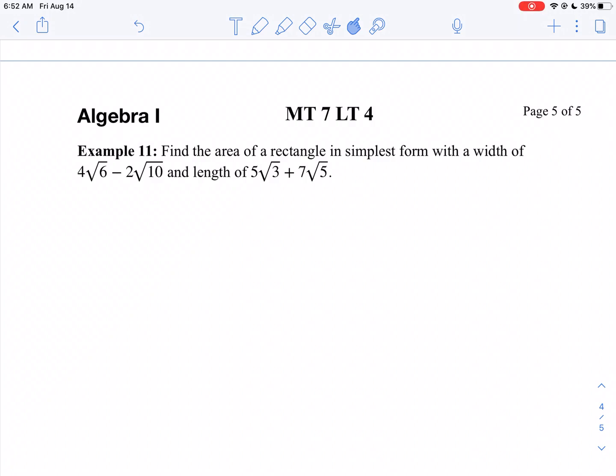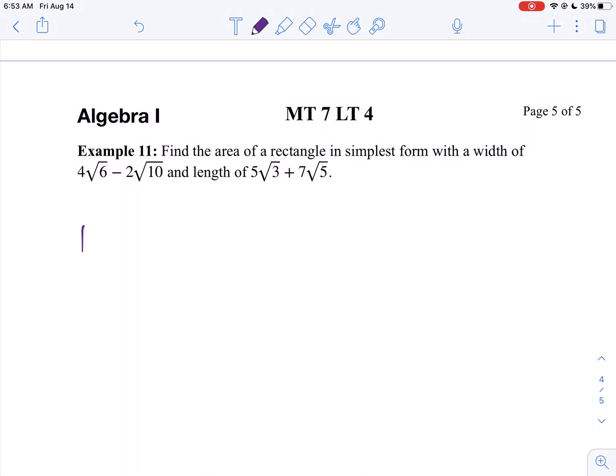Here we have somewhat of an application problem. It's kind of a stretch to say we would measure a rectangle using these dimensions, but we'll go with it. We want to find the area of a rectangle in simplest form with a width of 4 square roots of 6 minus 2 square roots of 10 and a length of 5 square roots of 3 plus 7 square roots of 5. So let's model that.